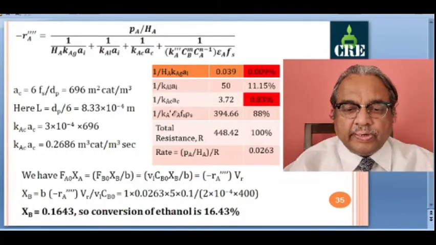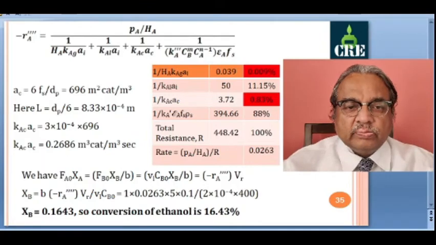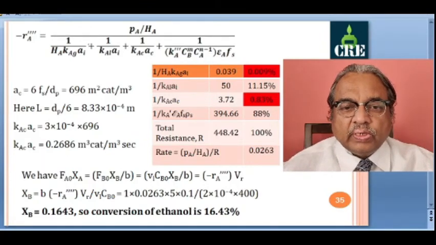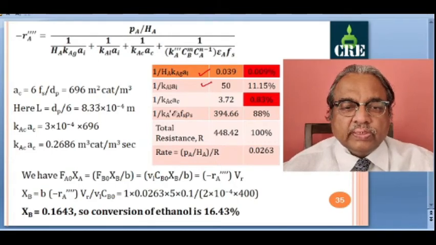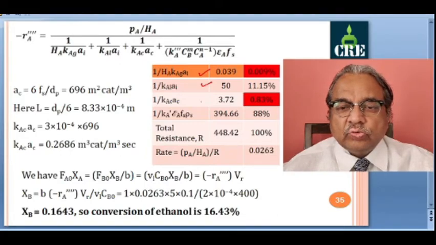So to find the rate based on volume of the reactor, that is minus Ra 4 times prime, we'll calculate all these resistances. First, 1 upon Ha kAgAi, Ha is given, kAgAi is given, so this is the resistance. kLAi is given, so the resistance comes out to be 50. kAc is given, Ac we have calculated, kAc multiplied by Ac comes out to be 0.2686, so the reciprocal of that is 3.72.